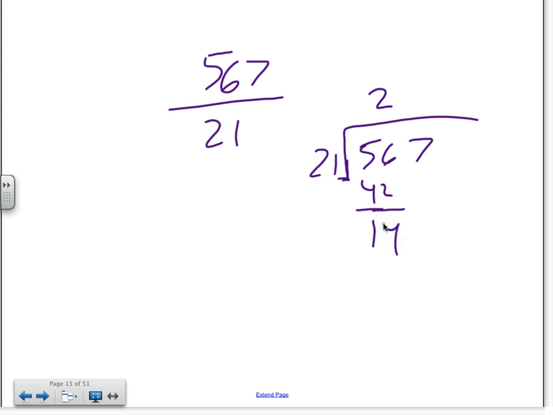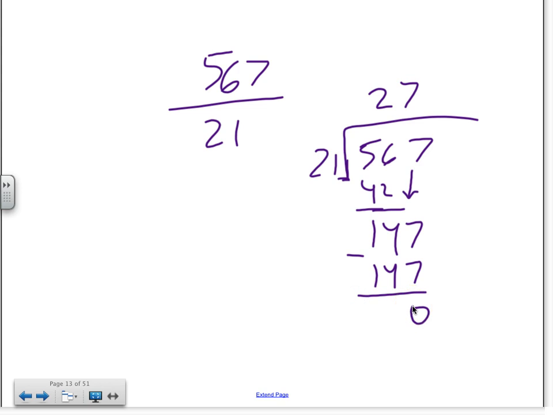Please understand and memorize the step that we're doing here, because this is something that you have been doing a long time. Bring down the 7, and then we start the whole process again. 21 goes into 147, right? How many times? 7. Let's try that. 7 times 1 is 7, and 7 times 2 is 14. Subtract it, and you end up with 0.